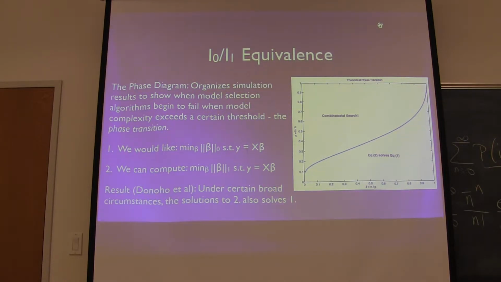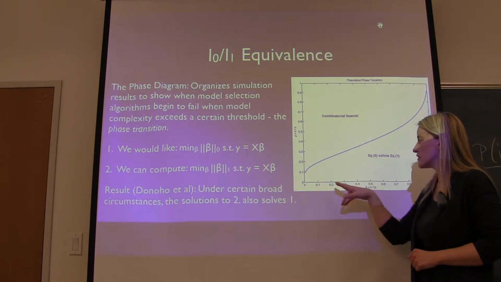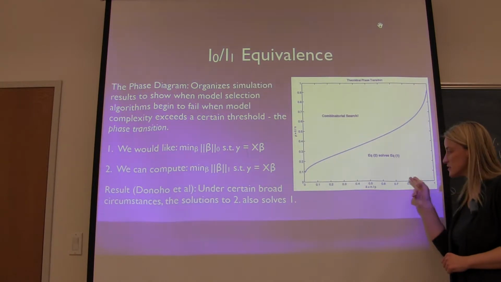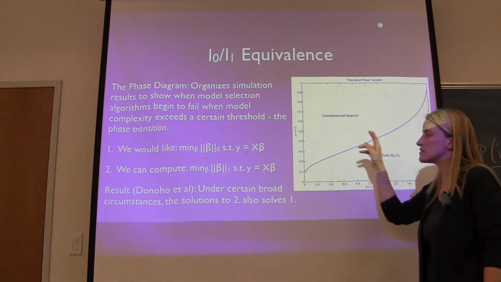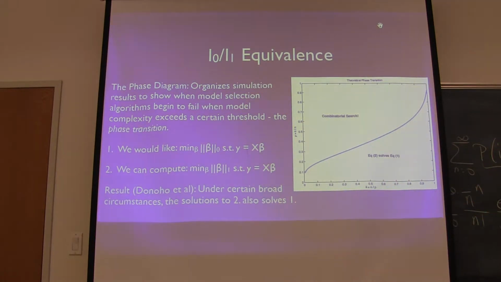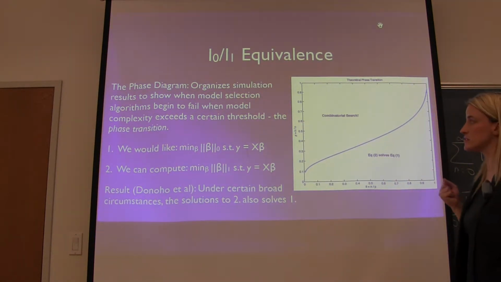So on these axes here, we have how underdetermined the problem actually is. So this is n over p here. And on this axis, we have k over n. So how sparse is our true underlying model. And then we were able to set up a series of simulations.